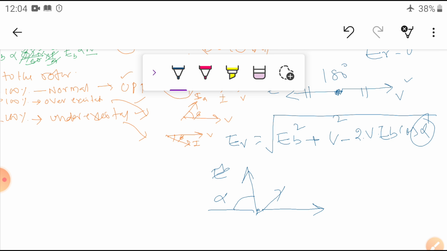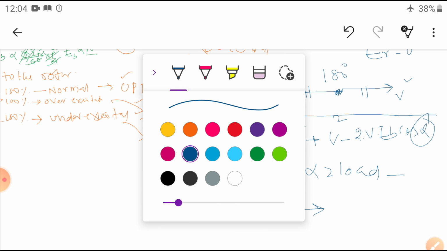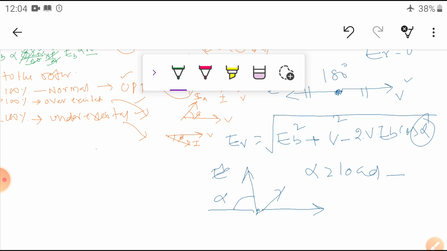We can say alpha is equal to the load angle, coupling angle, power angle, or synchronizing angle. We can say anything: load angle, power angle, and coupling angle. Sometimes we say synchronizing angle. What is the synchronizing angle? For example, here I am going to tell you what will happen.